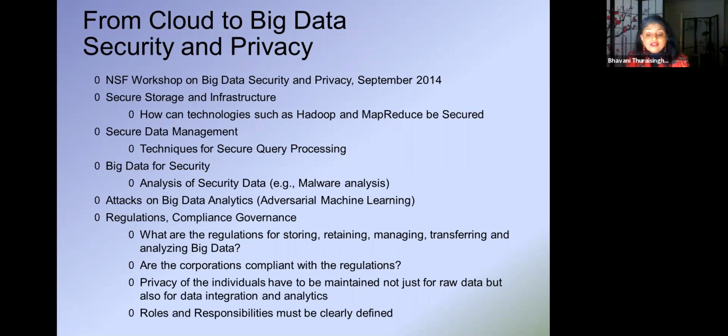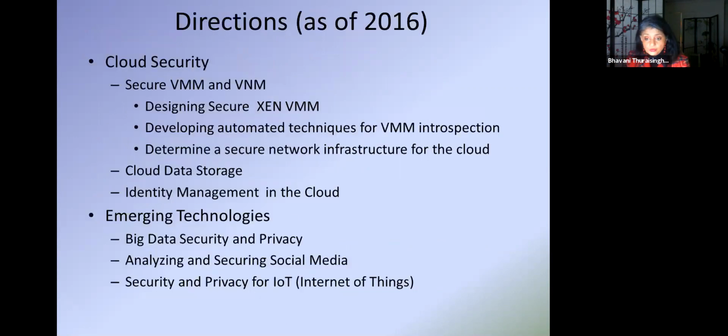And then what are the regulations, compliance, governance? What are the regulations for storing, retaining, managing, transferring, and analyzing big data? Are the corporations compliant with the regulations? Privacy of the individuals has to be maintained, and not just for raw data, but also for data integration and analytics. And the roles and responsibilities must be clearly defined. Okay, so those are some of the things that we discussed, and I will talk about it in my presentation tomorrow.